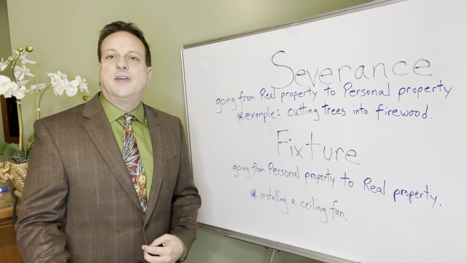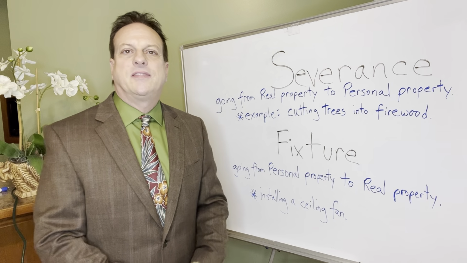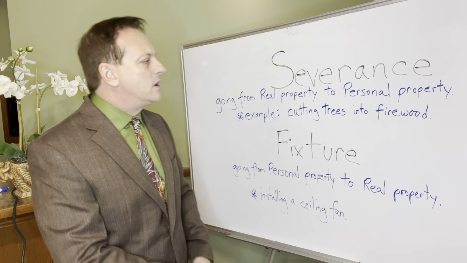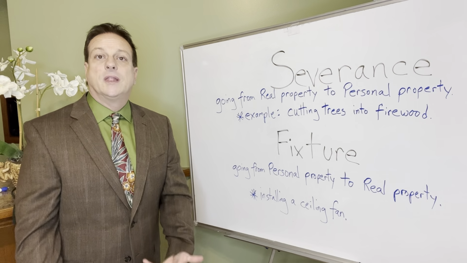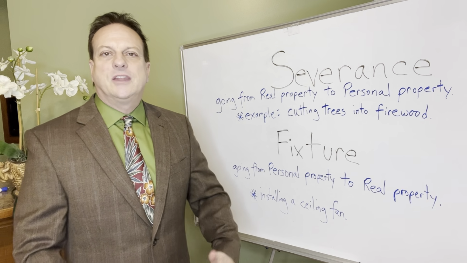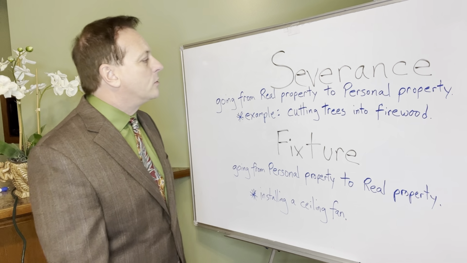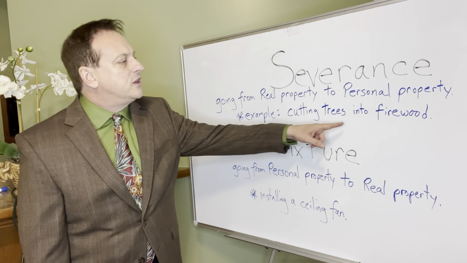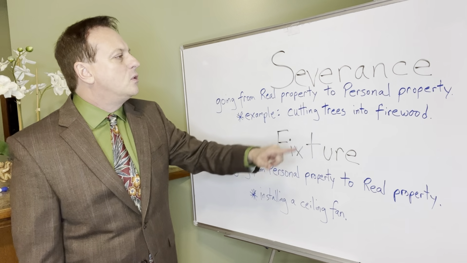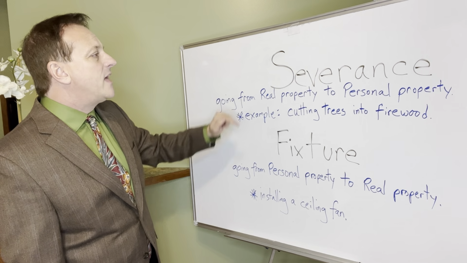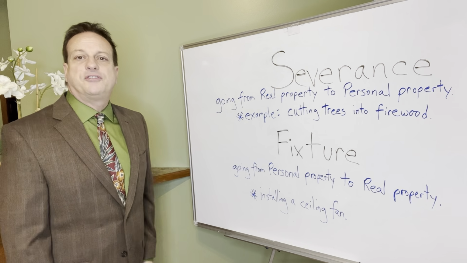And I've got another video. I'll put a link to that at the end of this. Click on that to learn the word appurtenance. An appurtenance is something that runs with the land. It stays there and it transfers automatically to the next homeowner. But when you cut the trees into firewood, you change them from real property to personal property. That is severance.